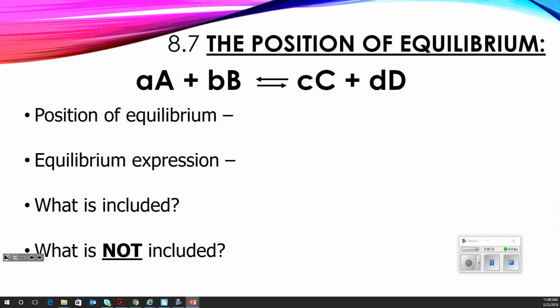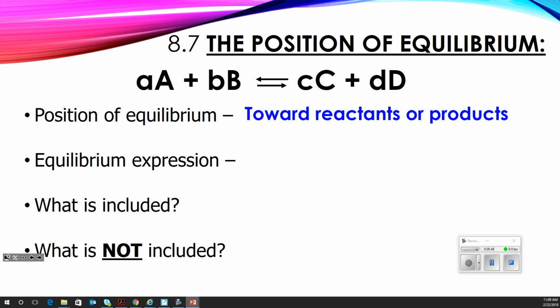Okay, so as we talk about an equation, here is a generic equation. The lowercase letters represent the coefficients. The uppercase letters represent some chemical compound. So when we talk about position of equilibrium, we're asking whether it's moving towards the reactants or towards the products. When we talk about an equilibrium expression, we actually go products over reactants.